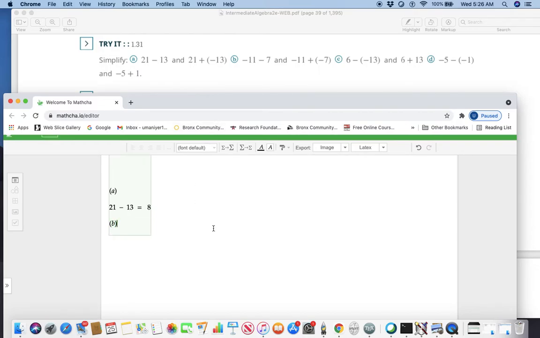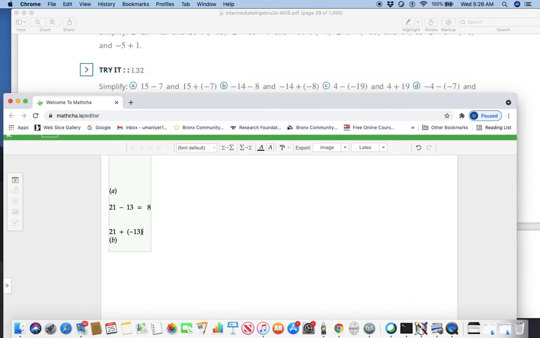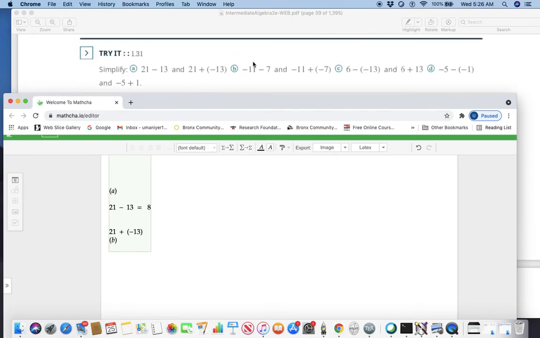B. 21 plus negative 13. Well, what happens here? Positive followed by a negative is a negative. So 21 minus 13. We just did that problem. It is 8. Okay. Next problem.